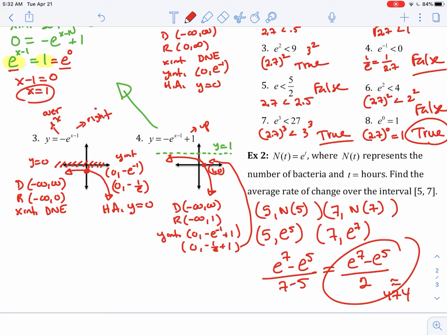Okay. So again, when you see e, it's just a number. It's approximately 2.7. Just like any other constant number that you would work with, you are just going to use the letter e to represent that number. And that is it for 5.